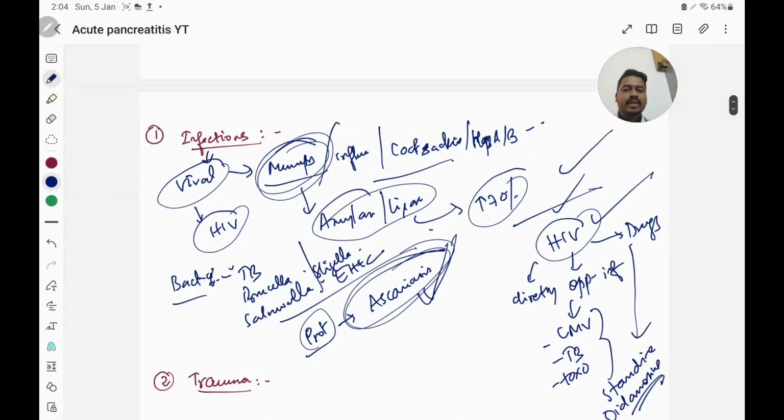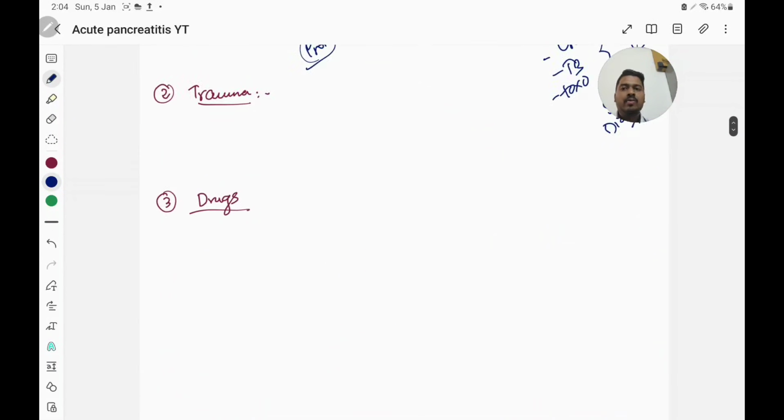So this is related to infection. Second is trauma. In trauma, most common is blunt trauma, and in the Indian setting, the classic is cycle handle trauma, when the child is riding a cycle and gets blunt trauma from the cycle handle. Usually the pancreas is a retroperitoneal organ, so damage to the pancreas is very less. But when there is deep blunt trauma, it can cause pancreatitis, and this is because of pancreatic duct injury.